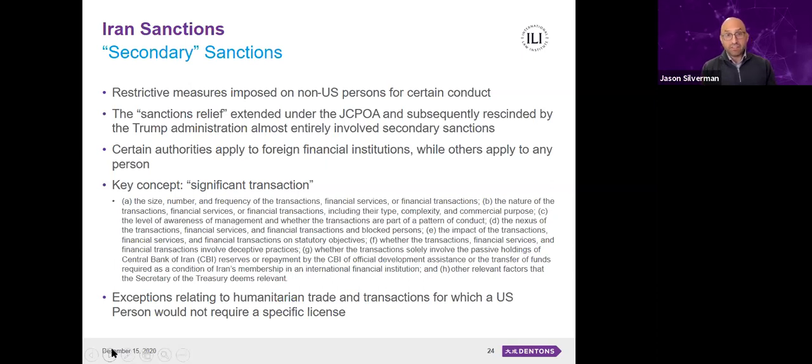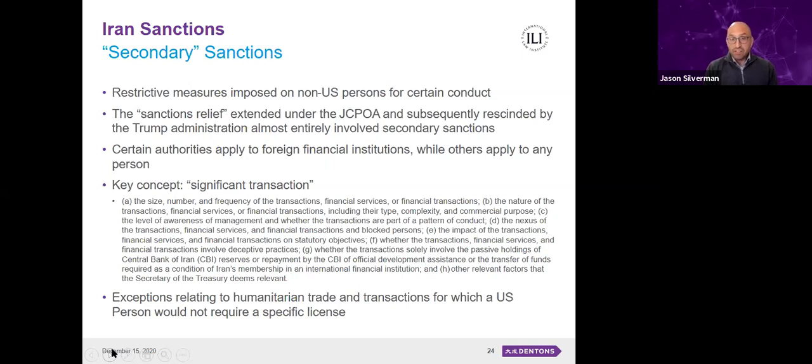I'm not going to read the definition of significant transaction for you, but it's printed there in small print, and it has multiple elements of things that OFAC can consider when determining whether a transaction is significant. The real kicker is that the last one is, it's kind of difficult to read it as anything other than a blank check. It's other relevant factors that the Secretary of the Treasury deems relevant. So in addition to all these 7 or 8 other factors, the Secretary of the Treasury can just sort of take other things into account. It makes it difficult to predict what that might be.